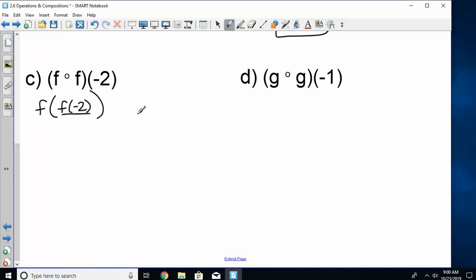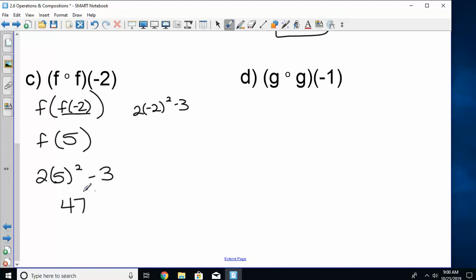So you plug a negative 2 into f. Negative 2 squared is 4, times 2 is 8, minus 3 is 5. Now you plug a 5 back into f again. So I get 25, so 50 minus 3, 47.